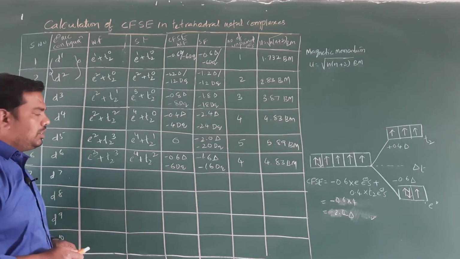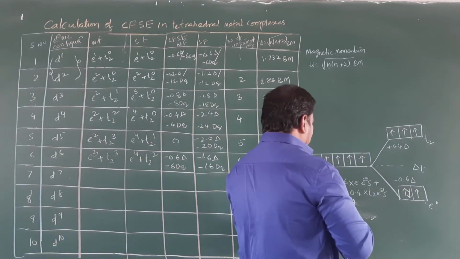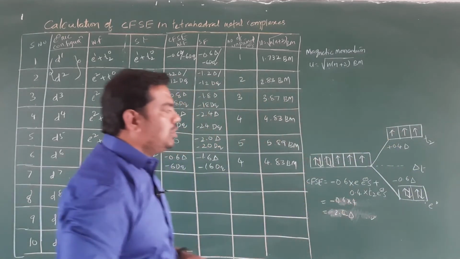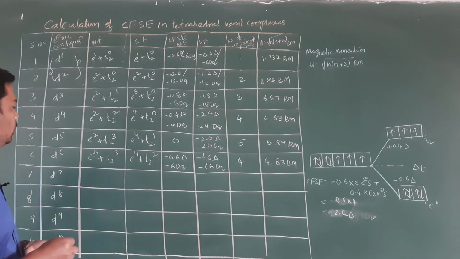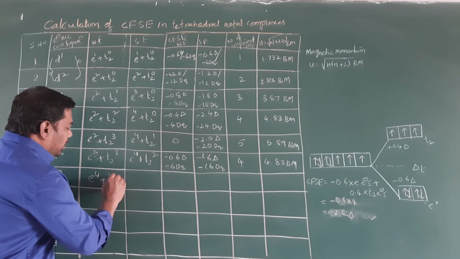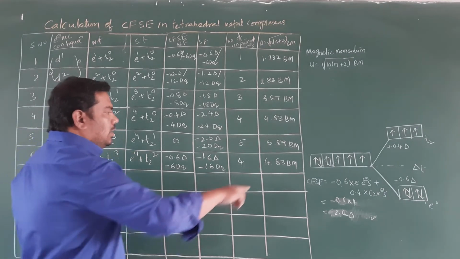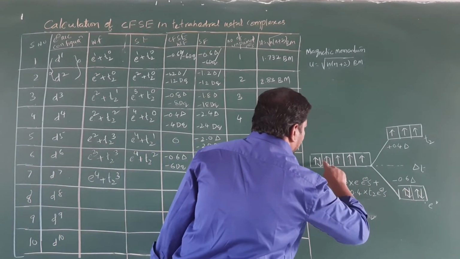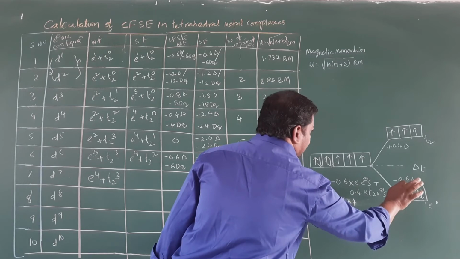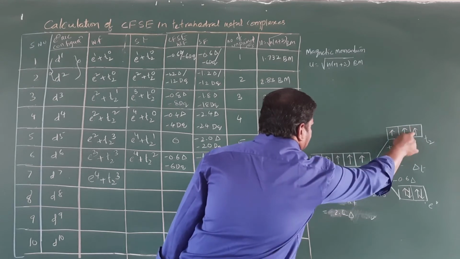So for the D7 configuration you can see, the seventh electron is going to be here, so it is going to be paired up. So the configuration becomes E4 plus T2^3. Here, in a strong field metal complex, up to 4 it is already completely filled. The fifth electron is going to be here, the sixth electron is going to be here, the seventh electron is going to be here.